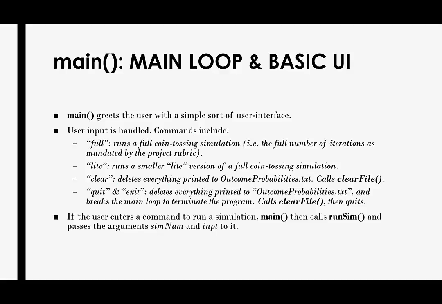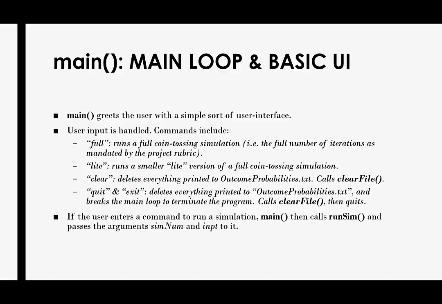Clear deletes everything printed to the text file called outcomeprobabilities.txt, and it calls a function, not a method. That's C#. It calls clearFile, a function that I use a few of these for file manipulation. I'll talk about that in one of these sections. Quit and exit do the same thing.